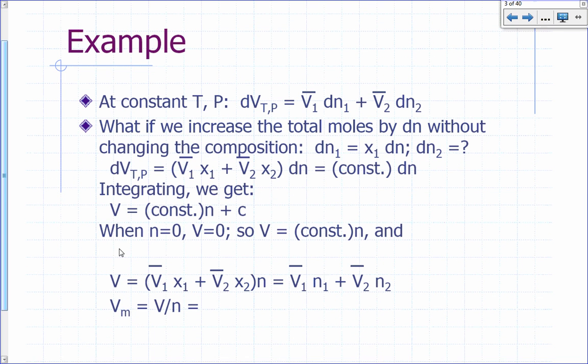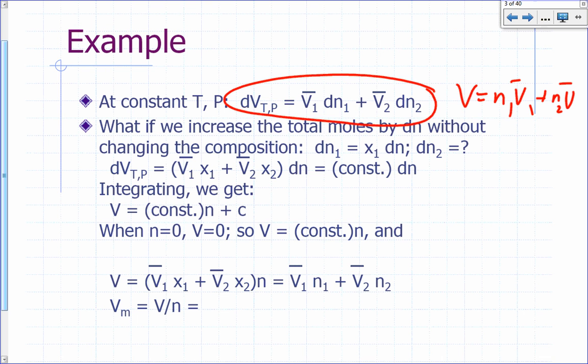So let's look at an example here. The partial molar volume of component 1 is V1 bar, the partial molar volume of component 2 is V2 bar. And we said earlier that at constant temperature and pressure, dV is V1 bar dn1 plus V2 bar dn2. Okay? So let's show that, in fact, from this, we can also show that V is just equal to n1 V1 bar plus n2 V2 bar.